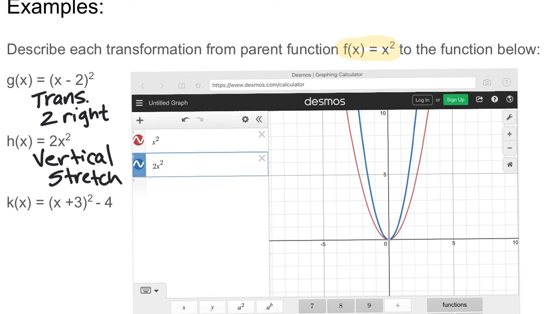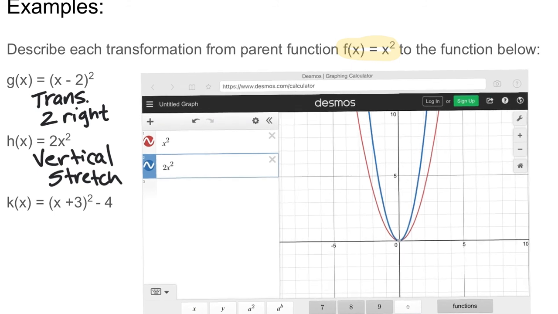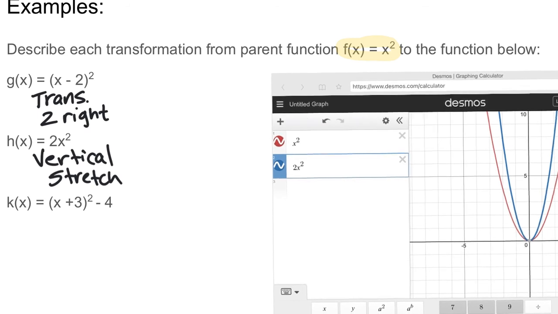And it's by a factor of 2 if they ask you that. That 2 gives you how much it's stretched by, the factor of 2. All right, let's look at one more of these together.